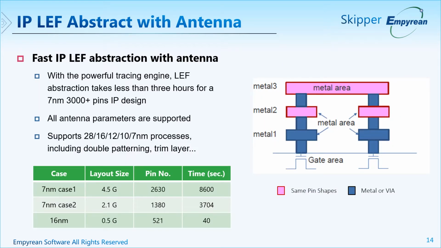We have received multiple customers' requests to help generate a LAF with antenna parameters, which are a very important asset for IPs. So we listened to our customers and developed this function in Skipper to support processes all the way down to 7 nanometer. Again, the proprietary data model and the parallel computing have empowered Skipper with very fast runtimes in the LVL extraction.